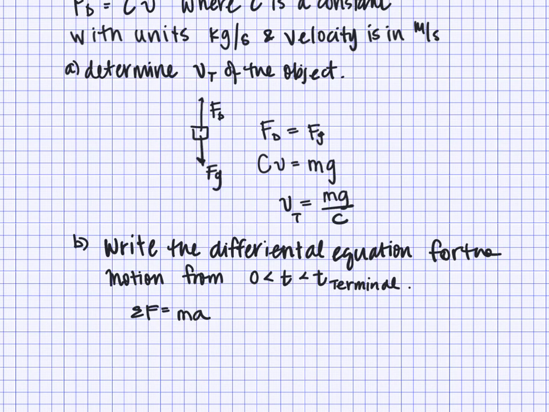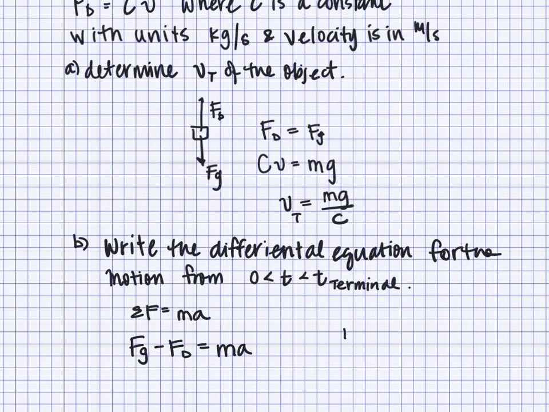So for our question, our net force would be, because it's falling down, I'm going to let the down direction be the positive direction, just like we've done so many times. So I'm going to have F sub g minus F drag is equal to ma.